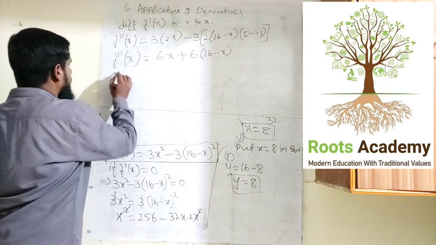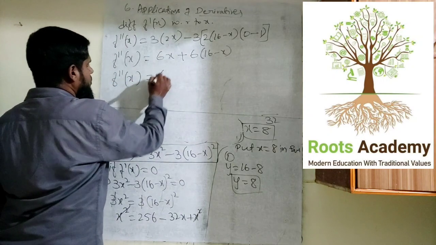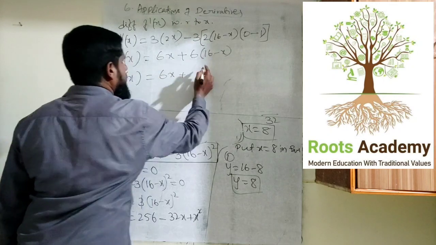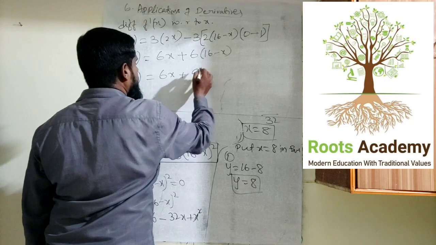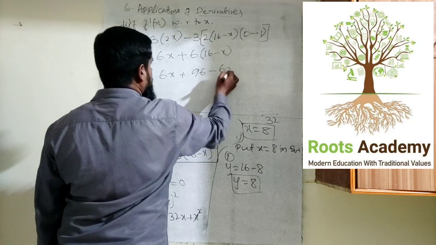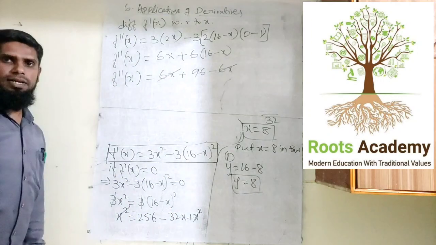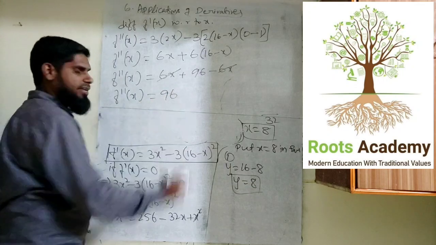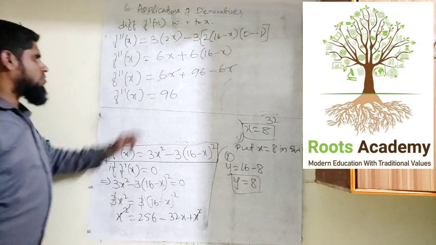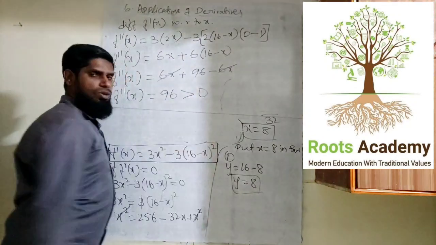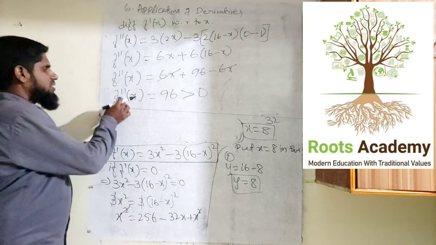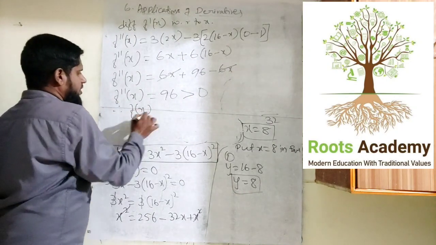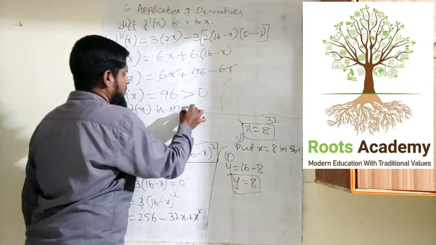Let us do the simple multiplication here. f double dash of x is equal to 6x plus 16 into 6, which is 96, minus 6x. Minus 6x plus 6x gets cancelled here. So our f double dash of x is equal to 96. Since it is a positive quantity, it is greater than 0. The moment we see the second order derivative is greater than 0, we can declare that f of x is minimum.